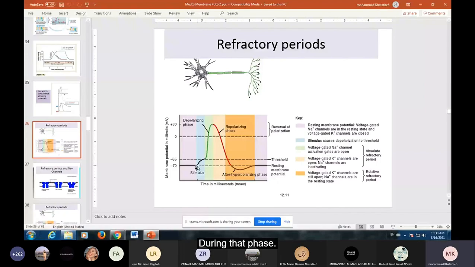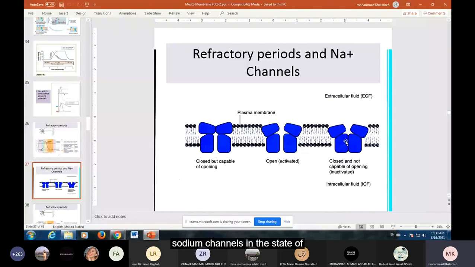But during the falling phase, if you stimulate that membrane again by that threshold potential, you will not get them activated a second time. Because of that, we said that we have these sodium channels in the state of closed and not capable of opening, while at the resting state we have them closed but capable of opening. During the firing stage we have them opened.